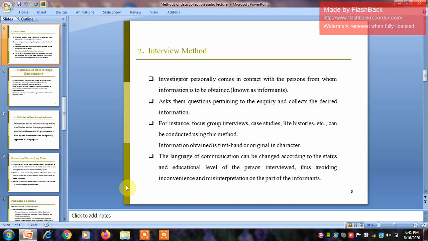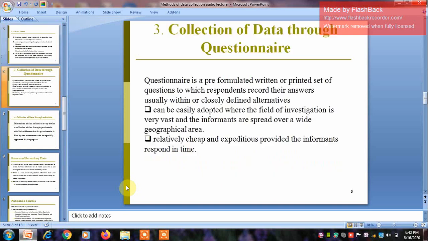The next one is the interview method. It is a face-to-face conversation or interaction between a respondent and a researcher, where the researcher poses the questions and the respondent answers those questions.